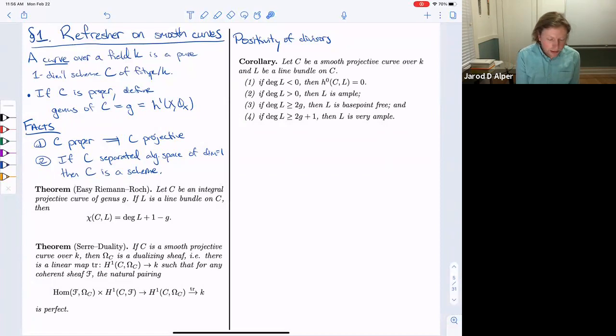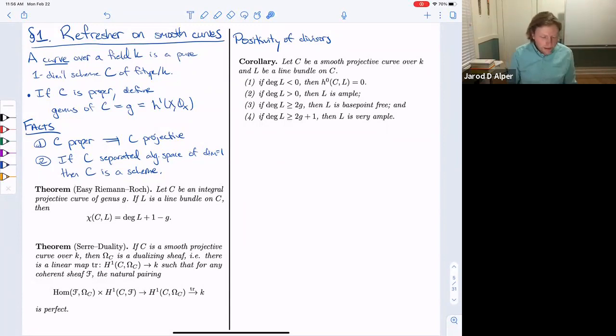And we have these two general facts about curves that I'm highlighting because it's good to keep in mind. If C is a proper curve, it's automatically projective. This is also in Hartshorne. At least the smooth case is in Hartshorne, and you can reduce to that easily.